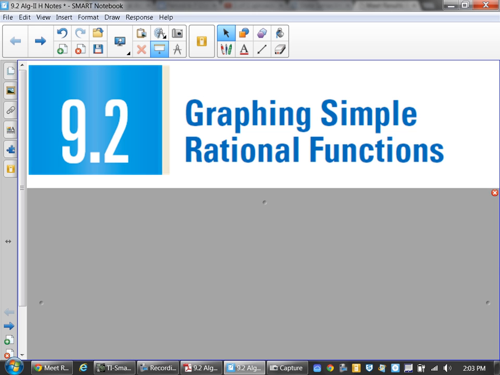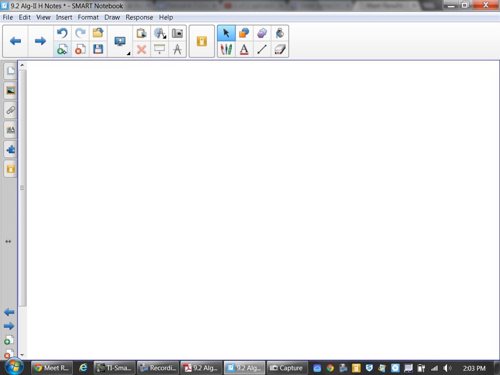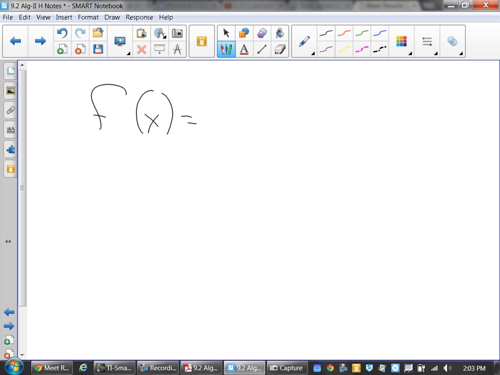One of the things I like to start with when I'm looking at rational functions is, well, what do they look like? We write rational functions like this. F of x is going to be some polynomial divided by some other polynomial.